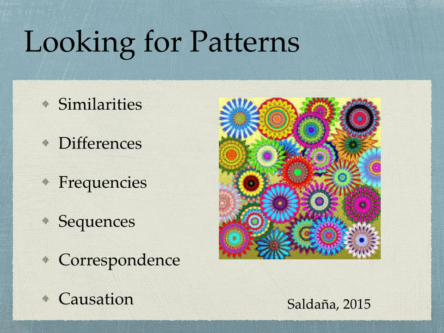And so let's go back to the process of actually doing this before we get into some examples. So you're really looking for patterns when you're coding. And Saldana talks about different ways that we can see these patterns. So you might be looking for similarities across the data. That's very common. You might say, okay, that person said something very similar to another person. That's something that's emerging that multiple people are experiencing. That must be important to my research question.